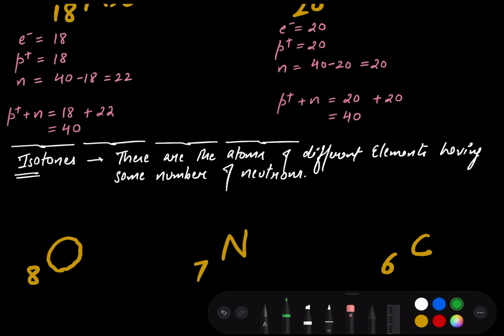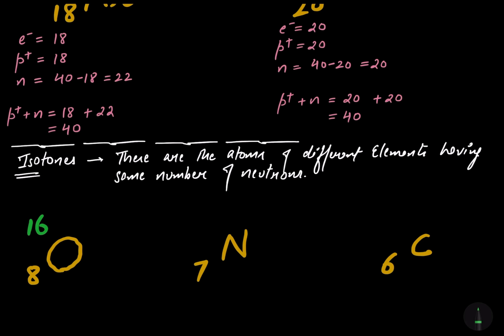Now let me write the mass number. For oxygen it's 16. In case of nitrogen, I am taking the heavy isotope with the mass number of 15. And in case of carbon, I am again taking the heavy isotope with a mass number of 14.